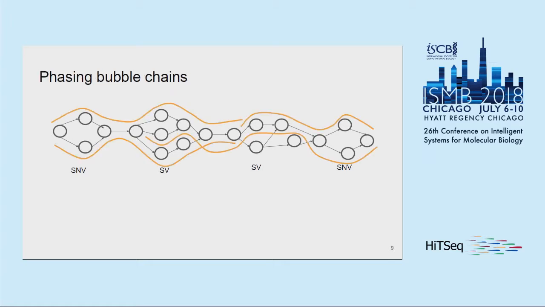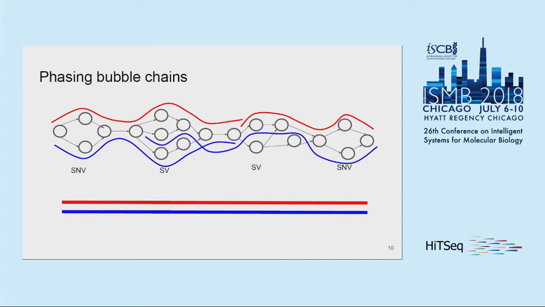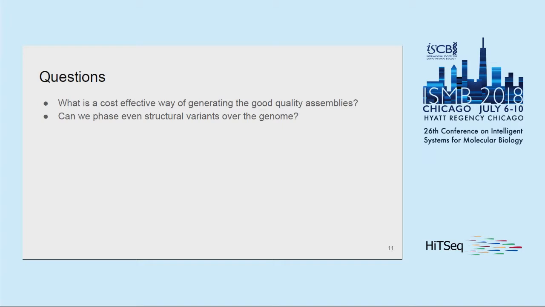Now we align the long reads to this assembly graph, and we want to find out the phase of each read, that is, to identify the haplotype of each read, which is encoded in these two colors, to get these two haplotypes. The two main questions we ask here are: what is a cost-effective way of generating good quality assemblies? Can we phase even large structural variations over the genome?